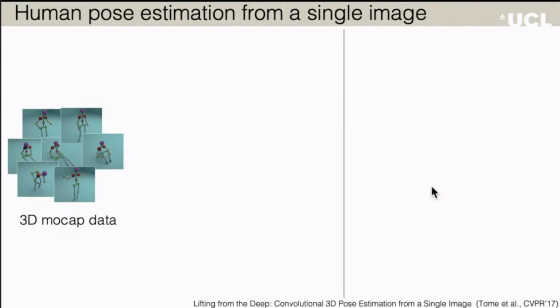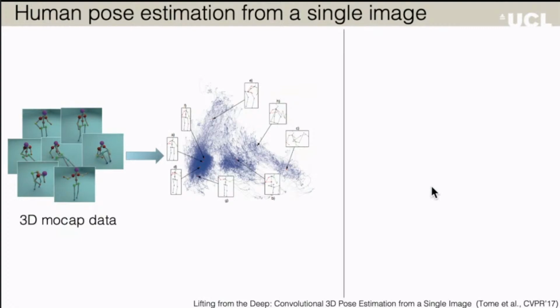And the idea here is, to do human pose estimation from a single image, the first thing that we do is take the 3D mocap data and learn a 3D model. Same as before, we've pre-trained this model. You can think about it as a probabilistic PPCA model. It's actually a mixture of PPCA models, because think about it like a mixture of Gaussians, but with PCA models. And this is so that we can capture different modes in the distribution.